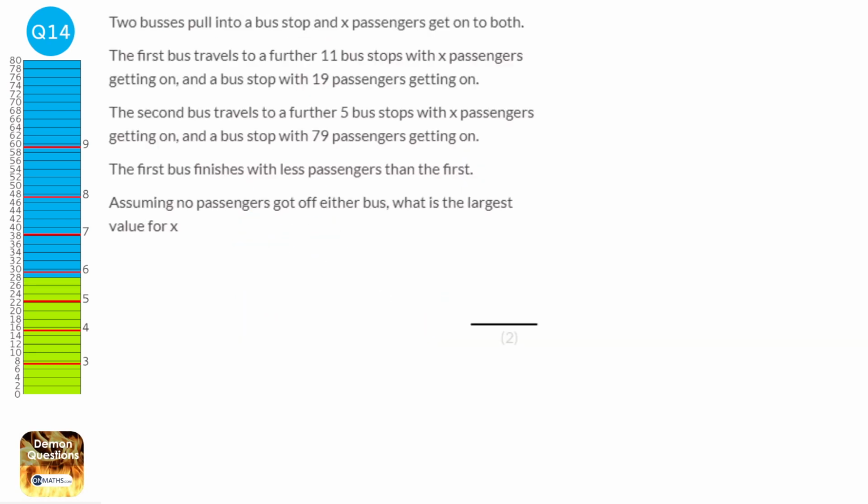So we're going to write an expression for the amount of people on the first bus. So they've started with X passengers and they've gone to 11 bus stops with X passengers. So altogether that is 12X. So we're going to have the first bus. And so we've got 12X. And then on the last bus stop, 19 passengers get on. So plus 19.